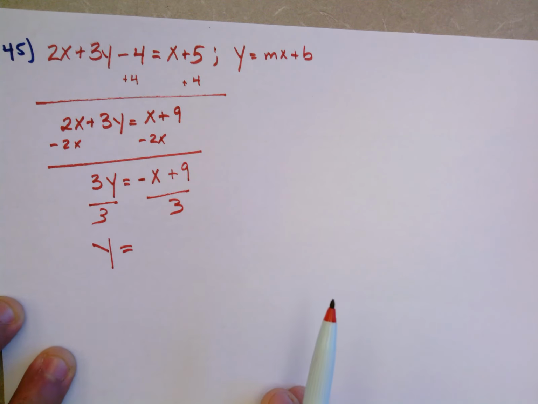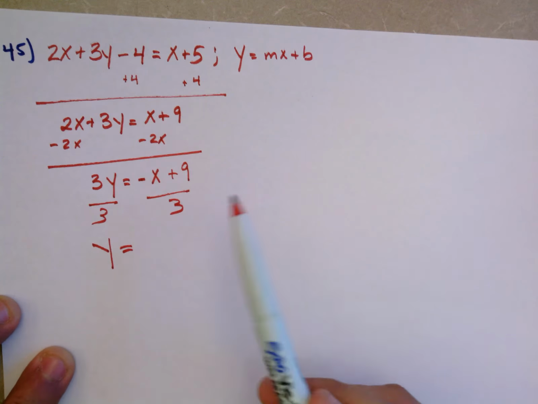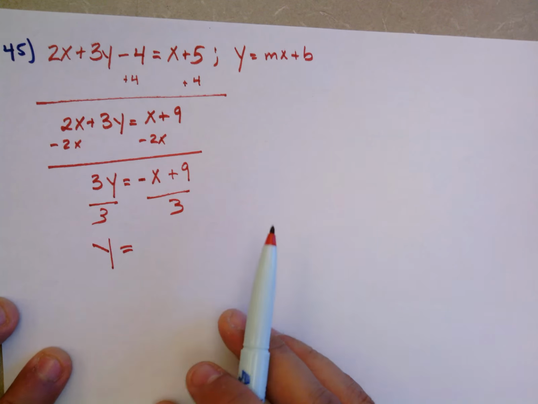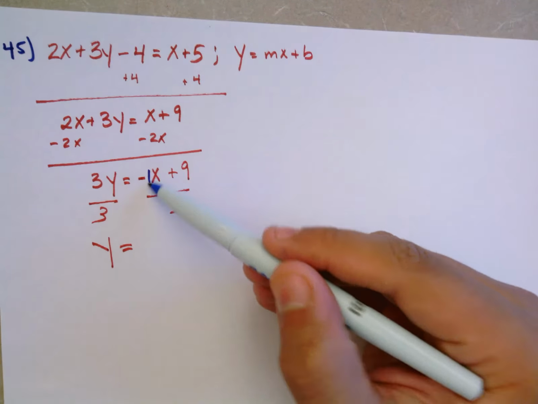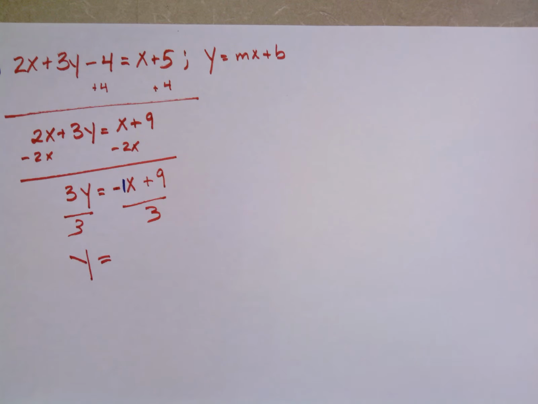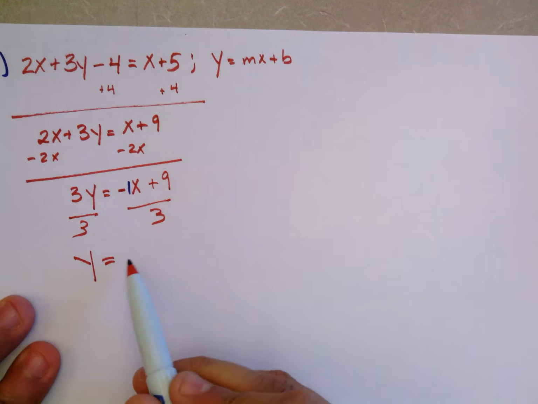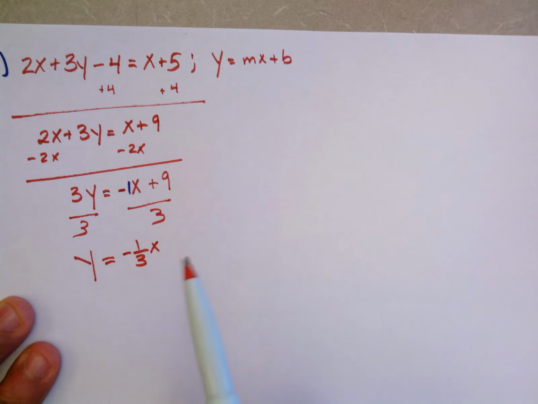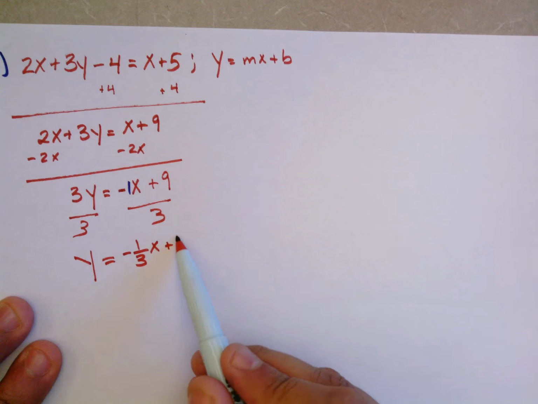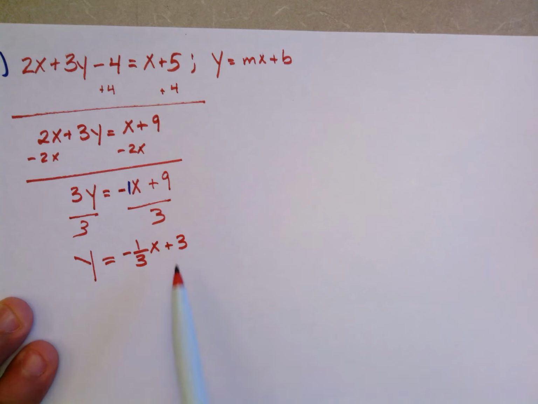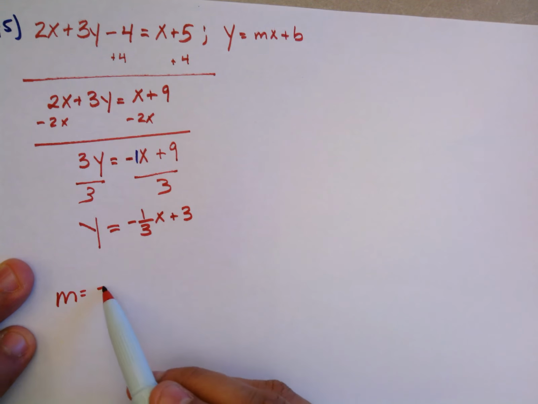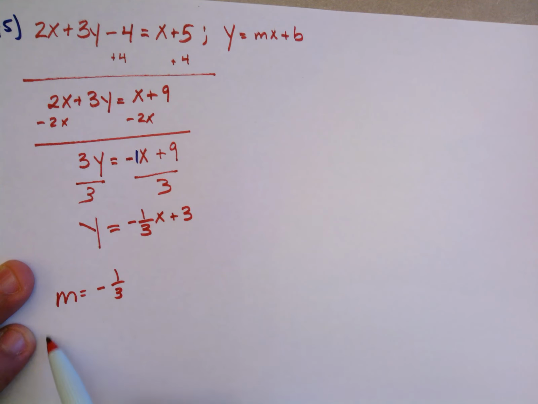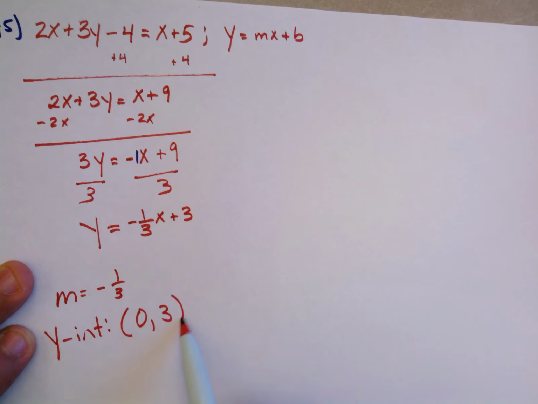Get y equals, well, what is this negative x over 3? X divided by 3, that's the same thing as 1/3 x, or if I want to pretend like there's a coefficient of a negative 1 here, so now it's negative 1/3 x, and then positive 9 divided by 3 is a positive 3. Y equals mx plus b. Again, my slope here, my m, is negative 1/3, and my y-intercept is 0, 3.